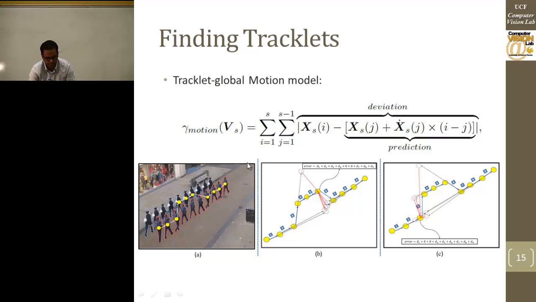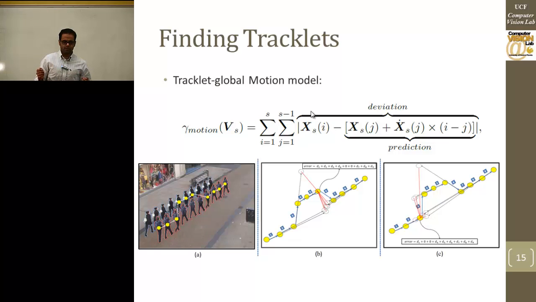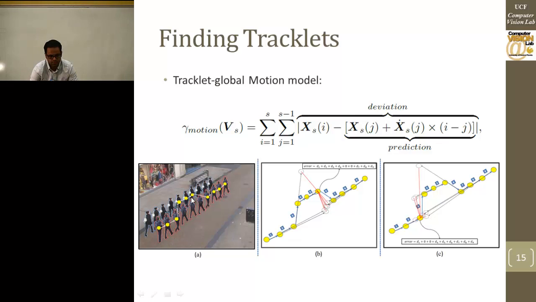We find the distance between the actual detection and the predicted location, and we call it deviation. That means how much that particular node deviates from the model that we have. The model we use here is constant velocity, because segments are typically short. It's safe to assume that one person moves more or less at constant velocity in one segment. We do that for all the nodes and sum the values. That becomes our motion cost model. The reason we call it tracklet global motion is that we are using all parts of the trajectory to predict the location of each node. It's different from previous approaches, where only the part immediately before or after that particular node is incorporated.